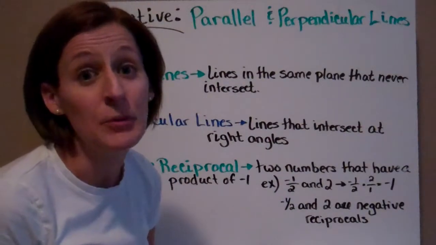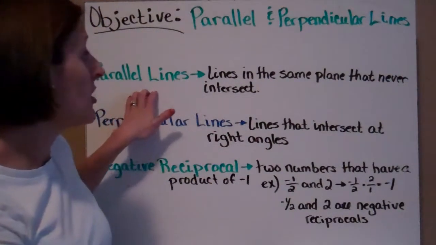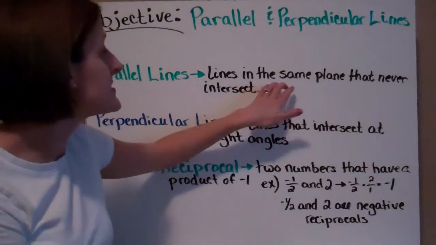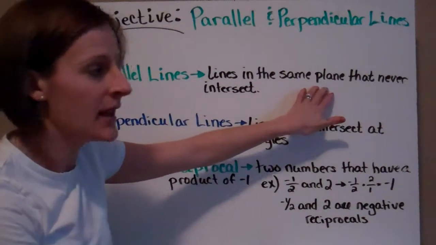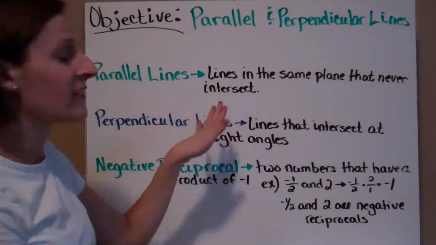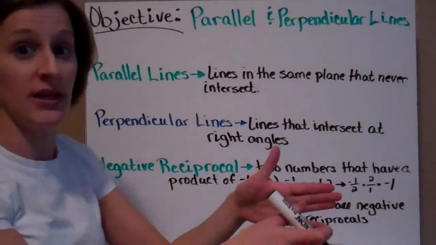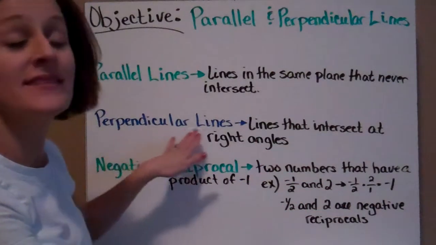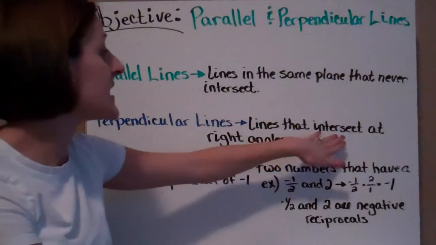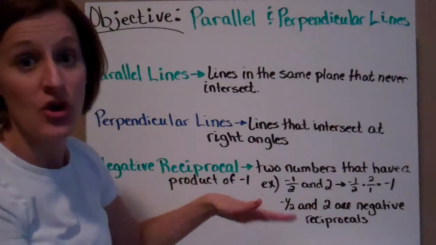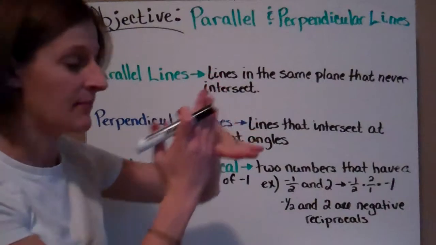Alright, parallel and perpendicular lines. Now, parallel lines are lines in the same plane, same coordinate plane, that never intersect. So, they're always going to be parallel to each other. Perpendicular lines are lines that intersect at right angles. Remember, so they're going to be one on top of the other.